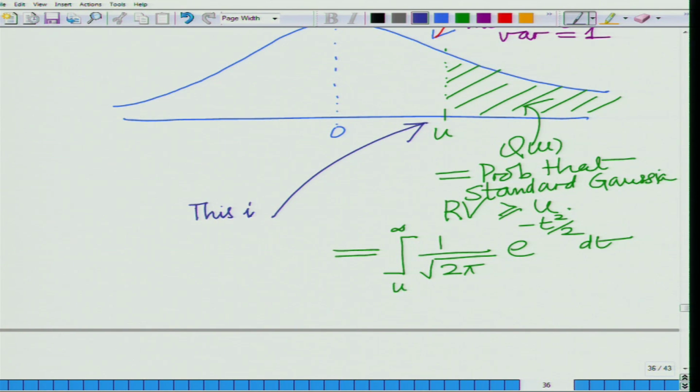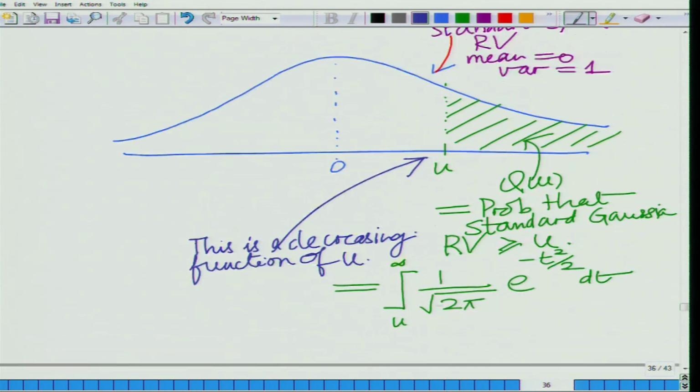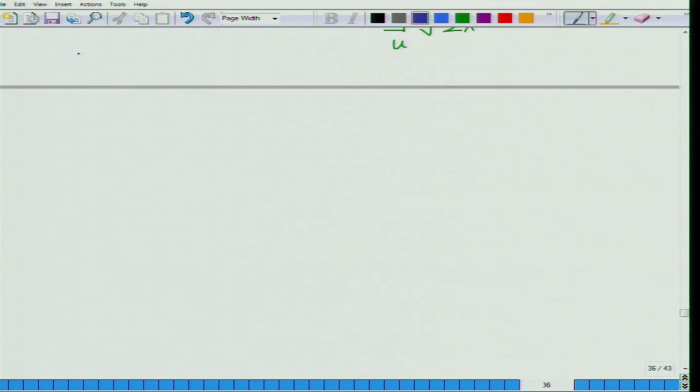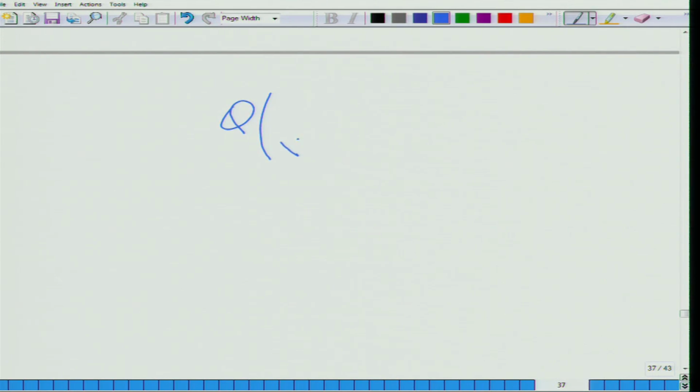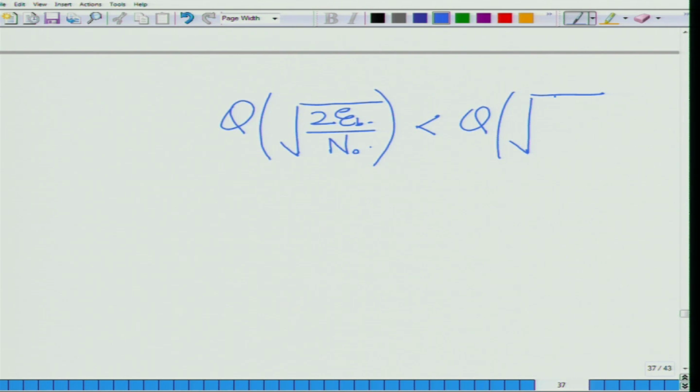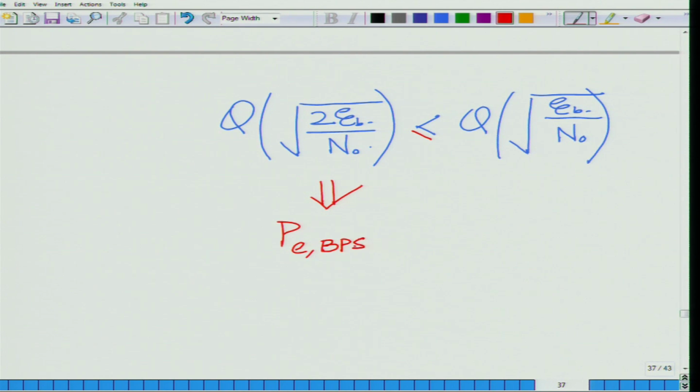This is a decreasing function of u. As u is increasing, the Q function is decreasing. Therefore, the important point here is that Q of the square root of 2 E_B over N naught is less than Q of the square root of E_B over N naught, which implies that the probability of error for BPSK for the same bit energy is less than or equal to the probability of bit error for amplitude shift keying. This is an important result.